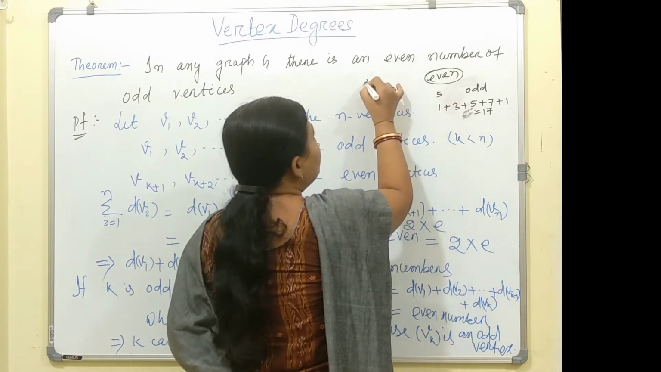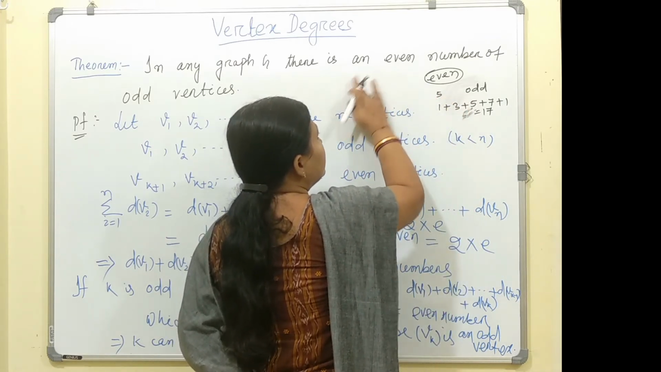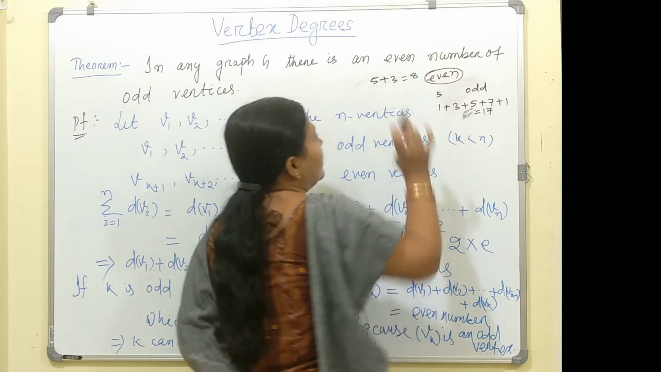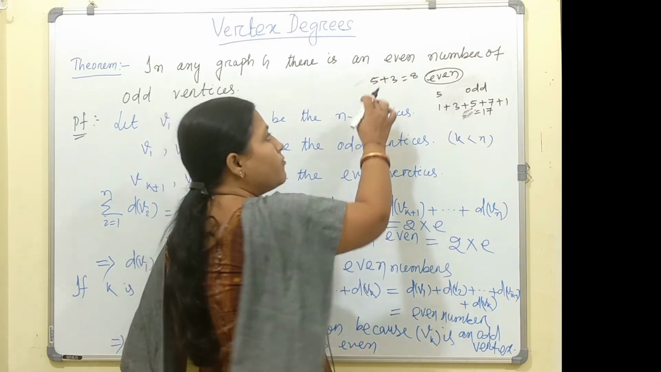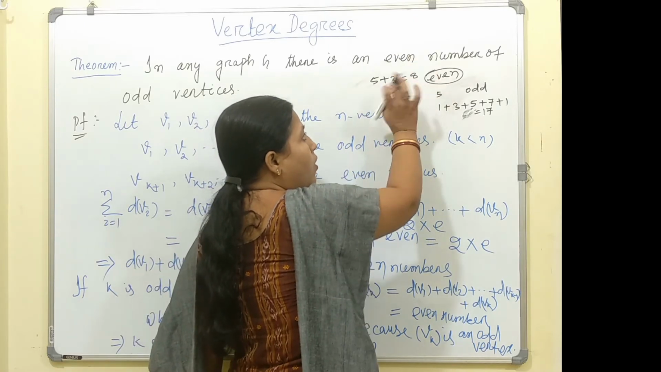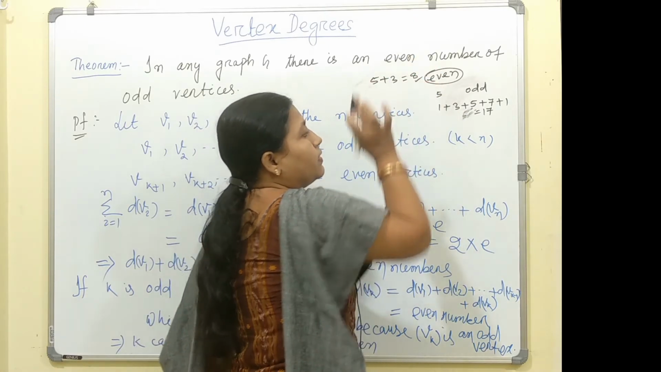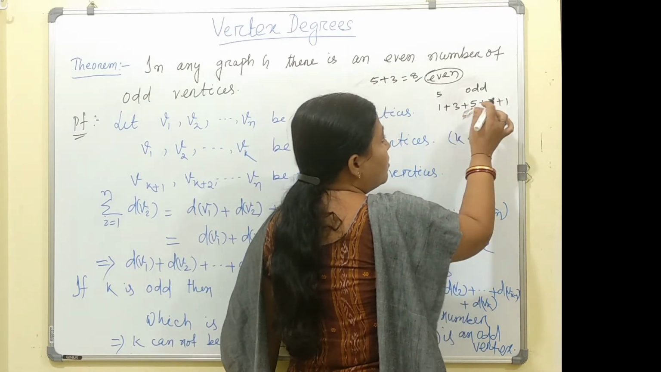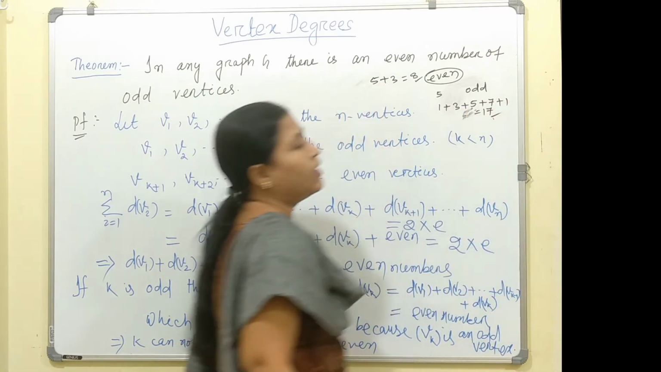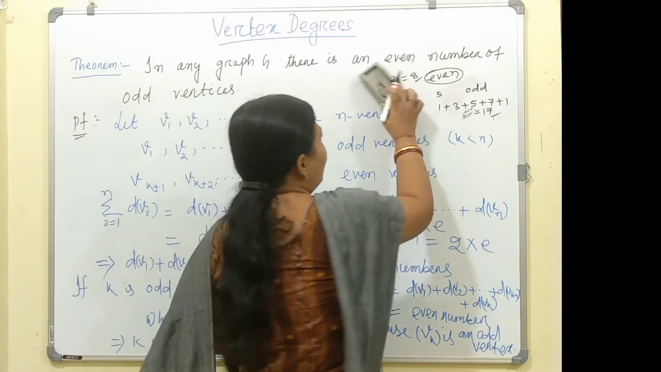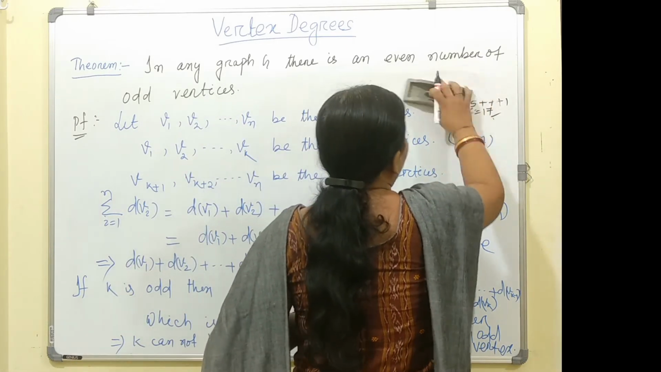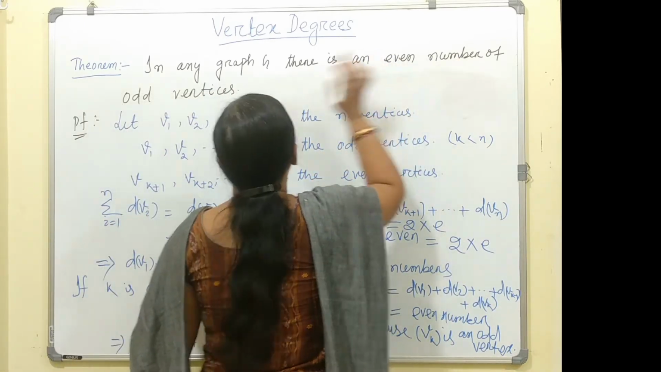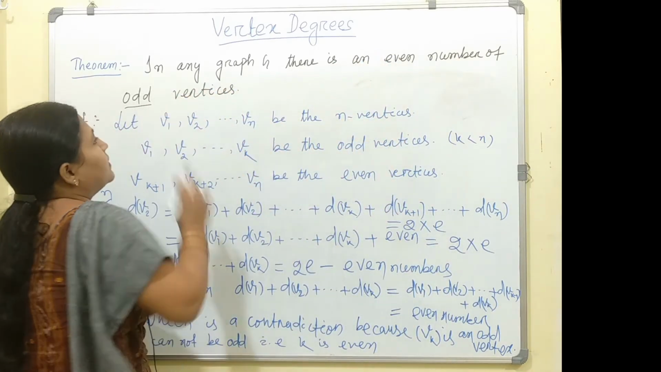If we add 2 odd numbers, that is 5 plus 3, it is 8. So when we add an even number of odd numbers, we get an even number. When we add an odd number of odd numbers, we get an odd number. So for any graph there is an even number of odd vertices.